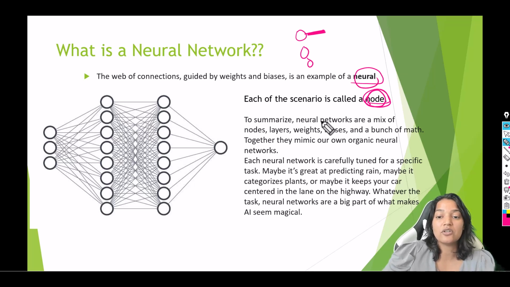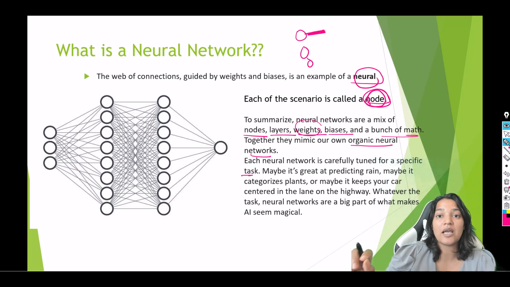To summarize, neural networks are a mix of nodes, layers, weights, and biases, plus a bunch of math. That forms your neural network. It is a mix of your nodes, the layers, the connections between those nodes, the weights, biases, and a bunch of math. Together, they mimic our own organic neural network. Each neural network is carefully tuned for a specific task, so each neural network that we have can only do a specific task.